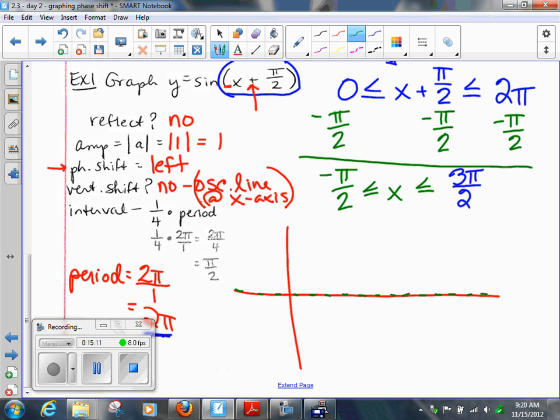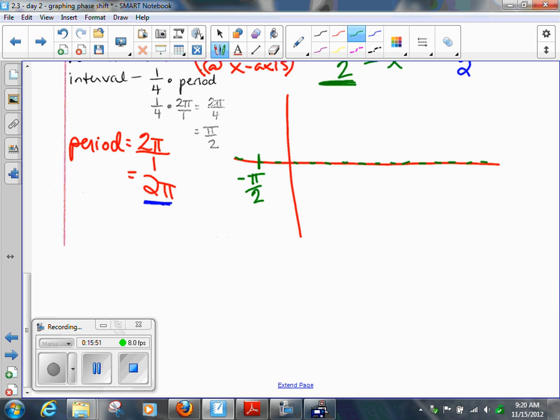Is my curve going to start at 0? Yes or no? But it's going to shift to the left. It's going to shift to the left. So my starting point is no longer 0. Remember that your beginning point is now going to be at negative pi over 2. So it's going to be negative pi over 2. And if it's negative, of course, it's over there on the negative side. Okay? Now, how are we going to get those other values? I have to have 5 pieces. Okay?